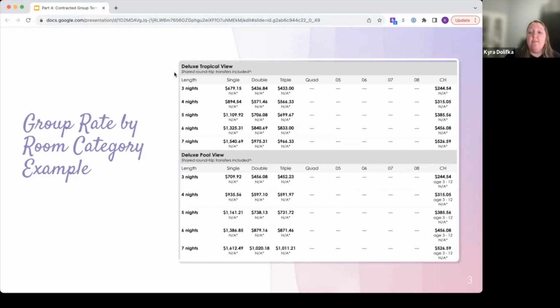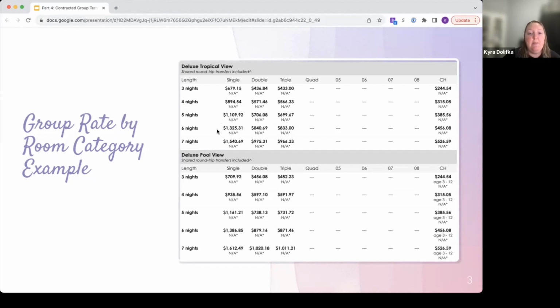Now, let's say you have one person who wants to go for 6 nights, okay? So how do you read this chart? Because it is very confusing. If you have one person, you're going to look at the single occupancy rate, okay? We have our single occupancy rate, double occupancy rate, triple occupancy rate, and our child rate at the far end there. So if you have one person for 6 nights, their total is going to be $1,325.31 for their stay. It's a single person, so we multiply this number by 1.